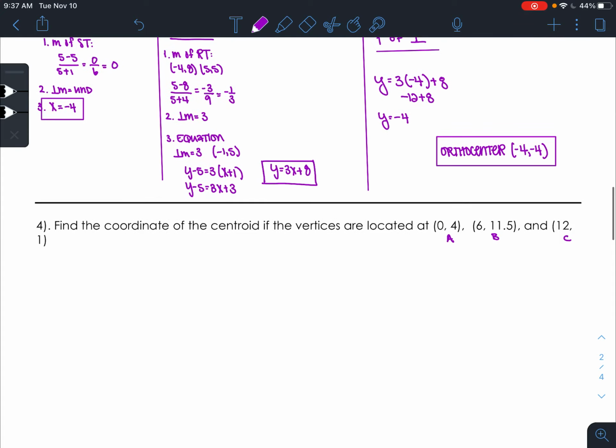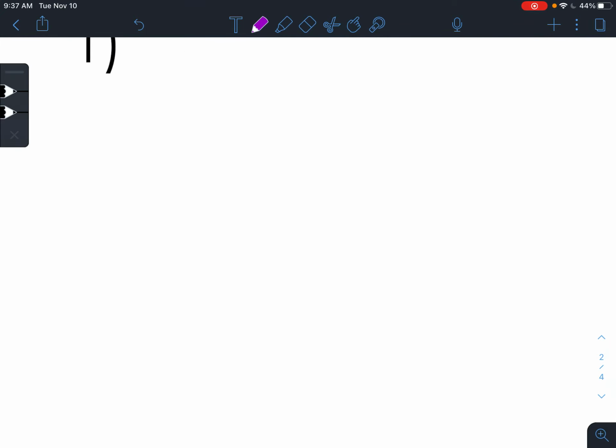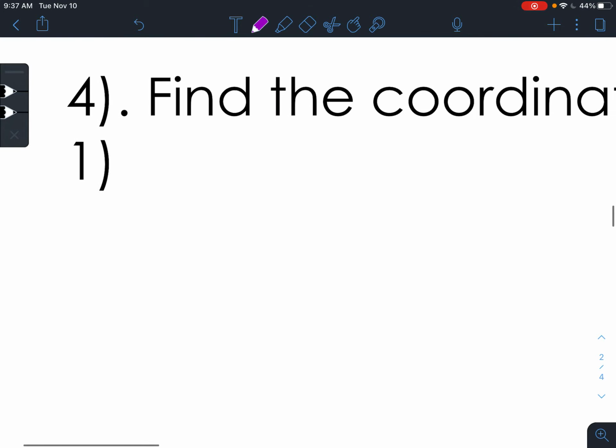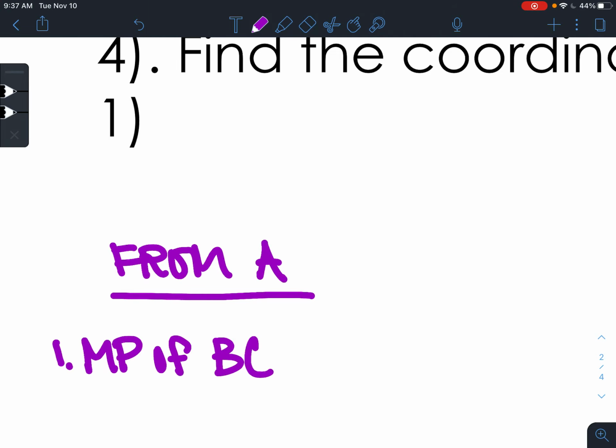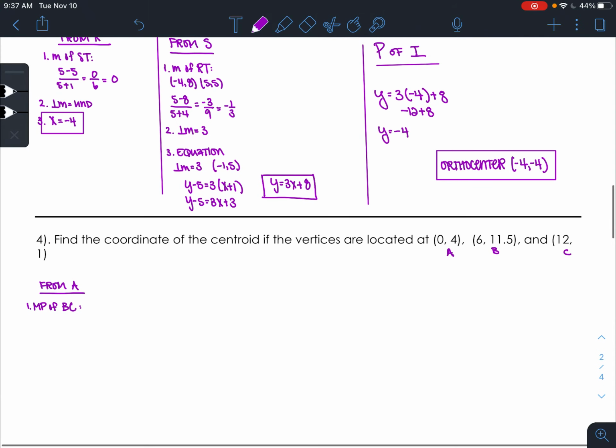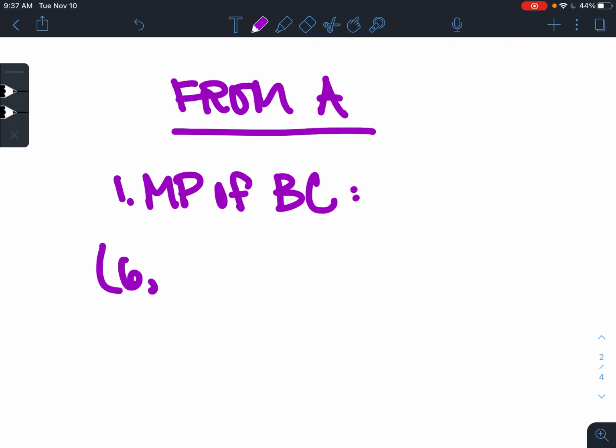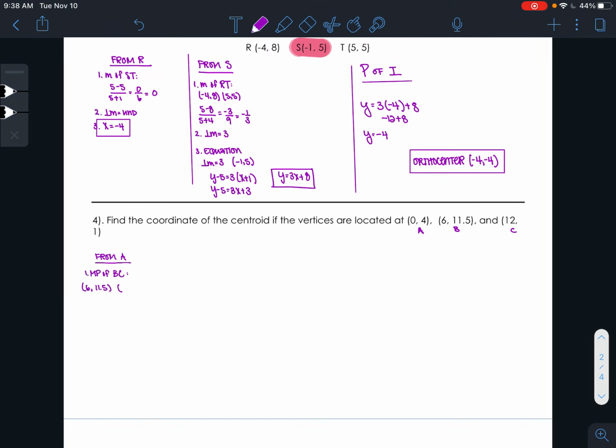So let's go ahead and start with, remember, we're finding medians, which means that we need to start with finding the midpoint. So I'm going to select to go from A, which means that I need to find my midpoint of BC. Okay, so finding the midpoint of BC, I have (6, 11.5) and then (12, 1).